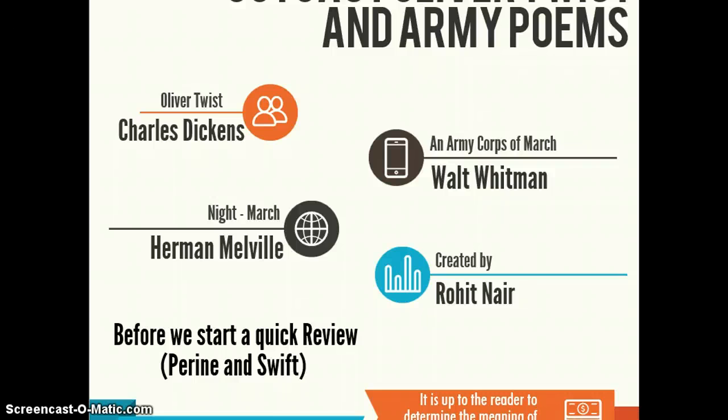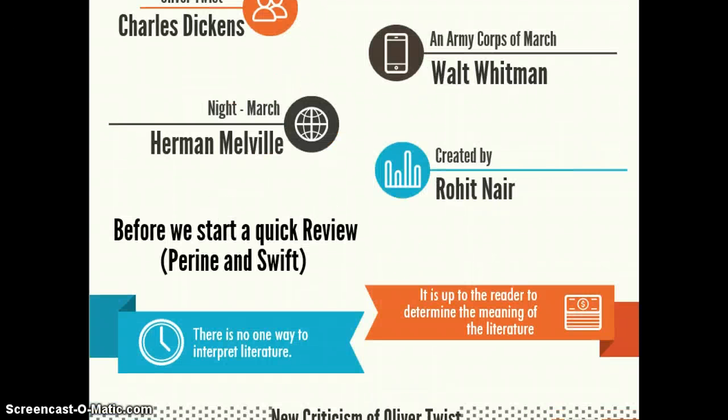Before we start, I'm going to make a quick review about new versus historical criticism. New criticism is basically what you read in the book and how you interpret it. And historical criticism is like going back into the history of the author and the conflicts during that time period.